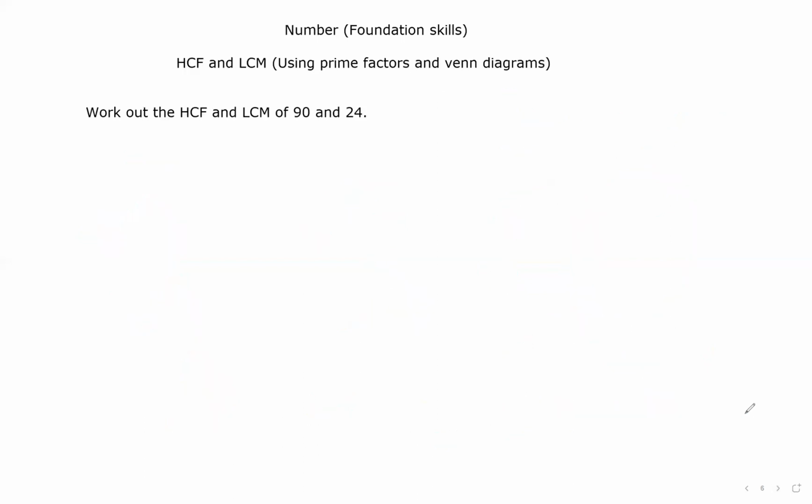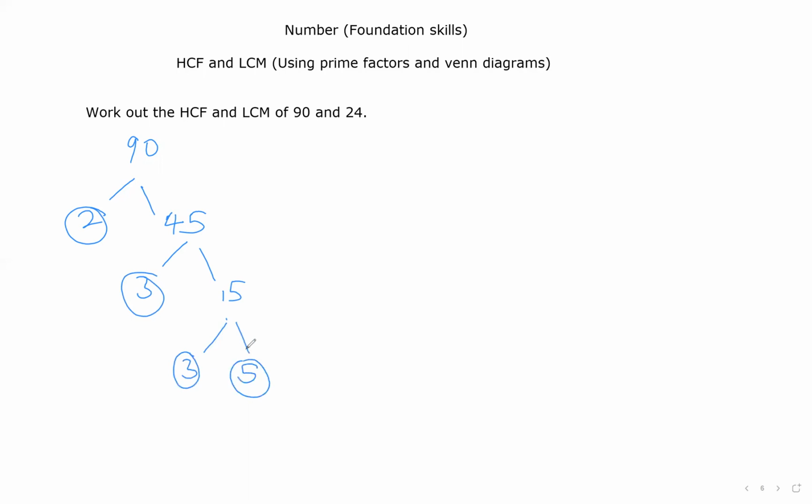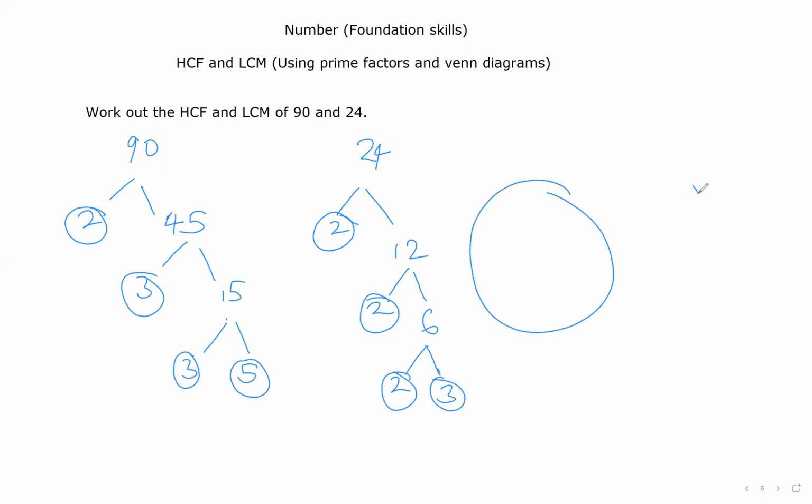Another quick example, the LCM and HCF of 90 and 24. So I'm going to start the branches again: 2 and 45, 3 and 15, 3 and 5. And then for 24, we have 2 and 12, close this, 2 and 6, close this, 2 and 3, close both, and then the Venn diagram.